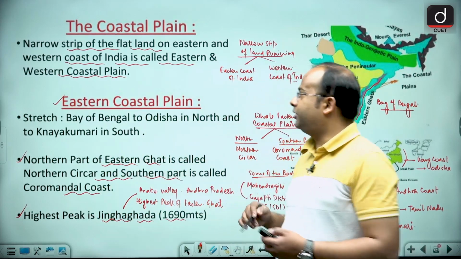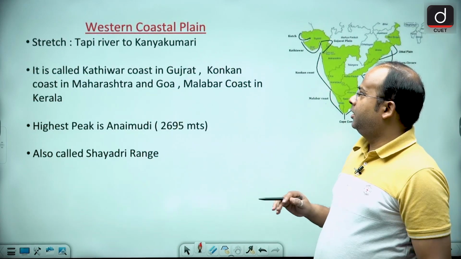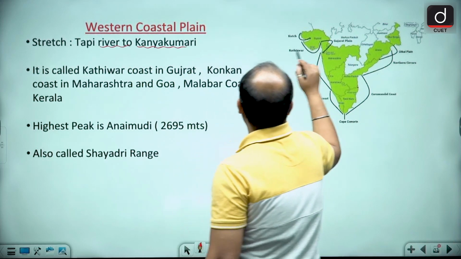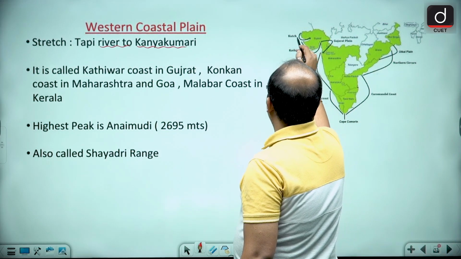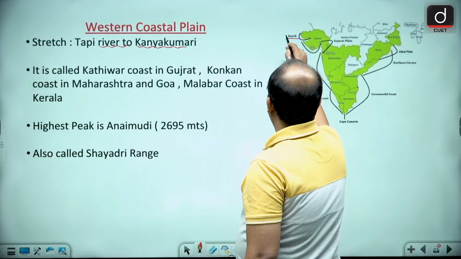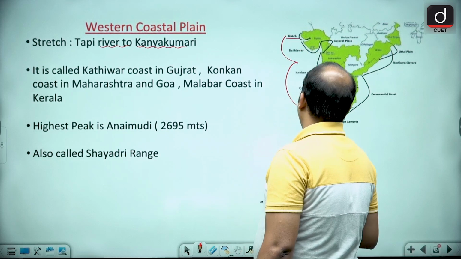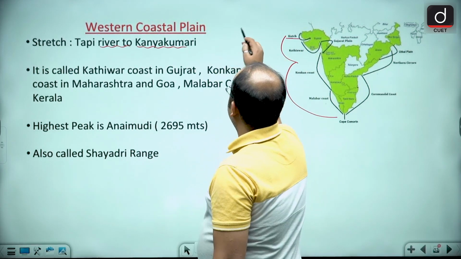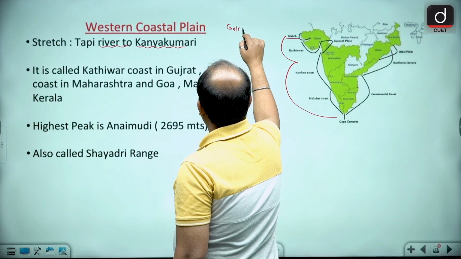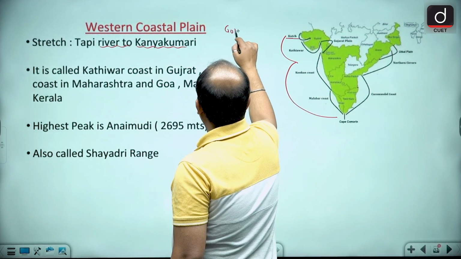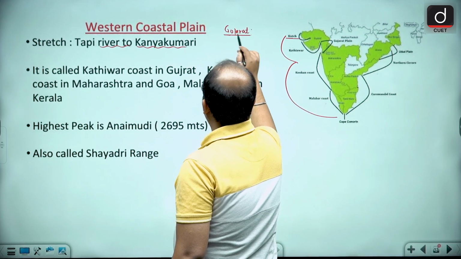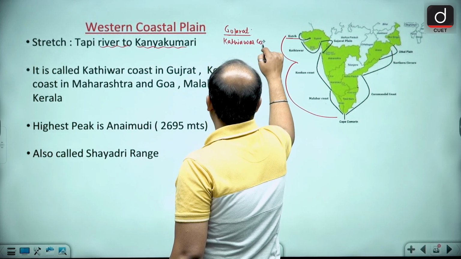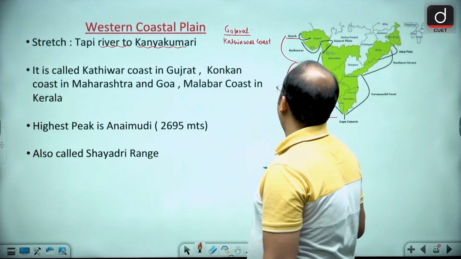Now let's come to the next thing, that is the western coastal plain. Now guys, the western coastal plain stretches from the Tapi river to Kanyakumari. Tapi river, guys, is in Gujarat. So from Gujarat till Kanyakumari, you will find this. And the Gujarat coast is called the Kathiawar coast.